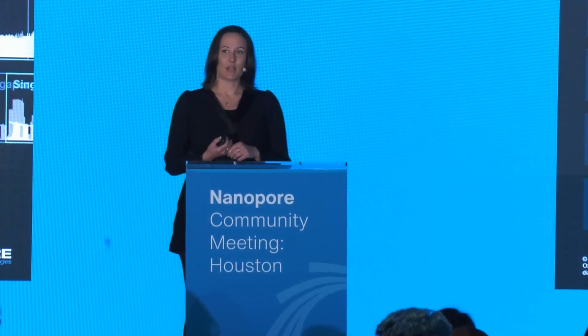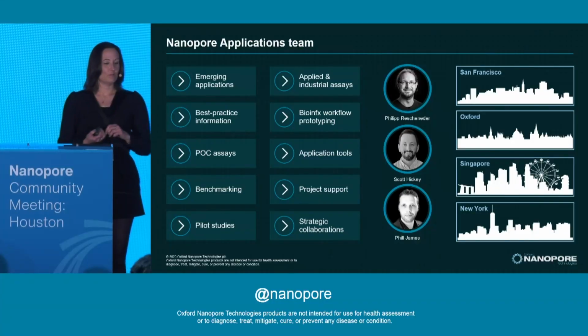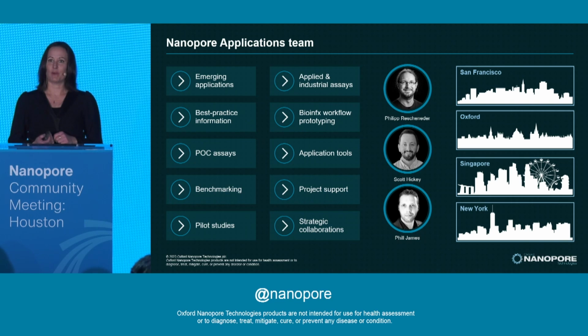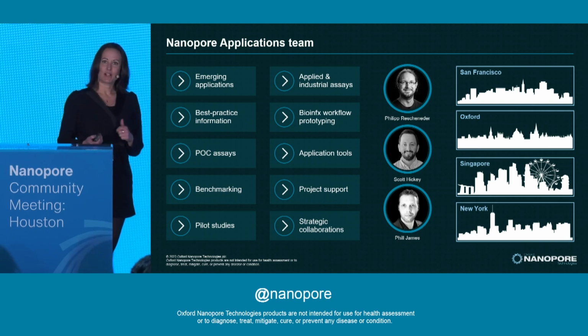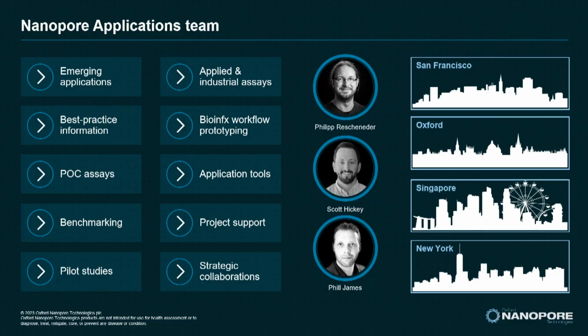As Sarah mentioned, I run the applications team at Oxford Nanopore. We do a lot of different things, and we're in lots of different places. When something new and cool comes out from R&D, it's our responsibility to benchmark how well that works, to find the perfect application to do it with, and to help customers like you get the best experience out of the products. So I'm going to talk about a few of these things today. There are 3 people who run the sub-teams of the applications team, Philip, Scott, and Phil, and they're all here today. So if you have any questions on anything that I talk about, please reach out to one of them or me, and we're happy to answer any questions.